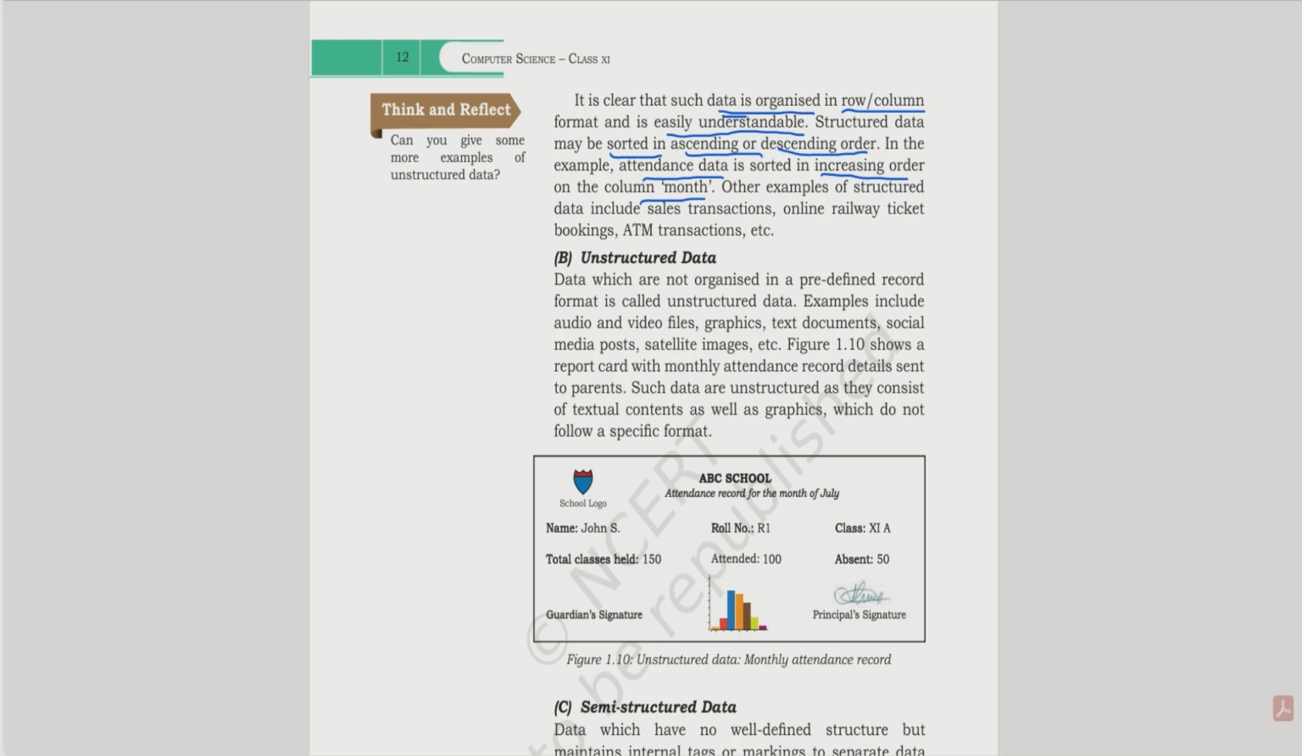Other examples of structured data are sales transactions, online railway ticket bookings and ATM transactions. So these are some examples of structured data.